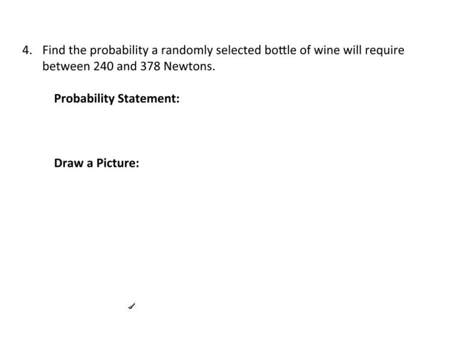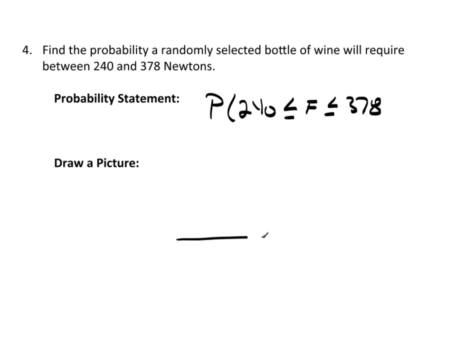Now there's just a couple more scenarios I want to go through so you can figure out how to answer a variety of questions. So it wants to find the probability that you end up with between 240 and 378. So the probability statement would be probability that 240 is less than or equal to the amount of force required, which is less than or equal to 378.